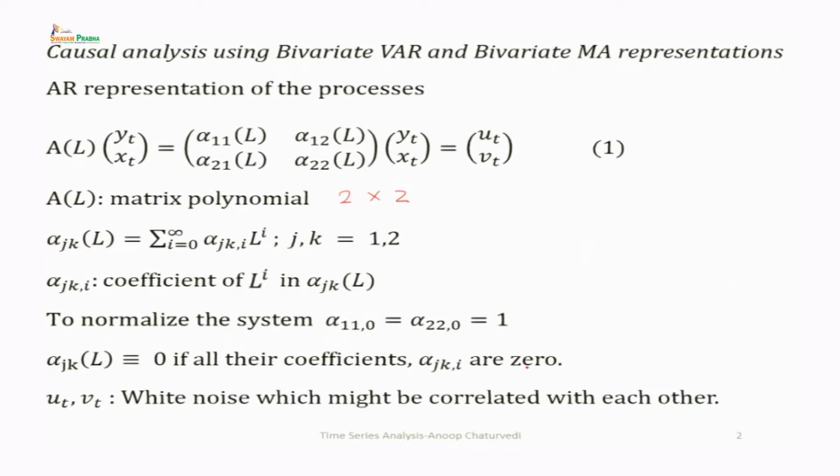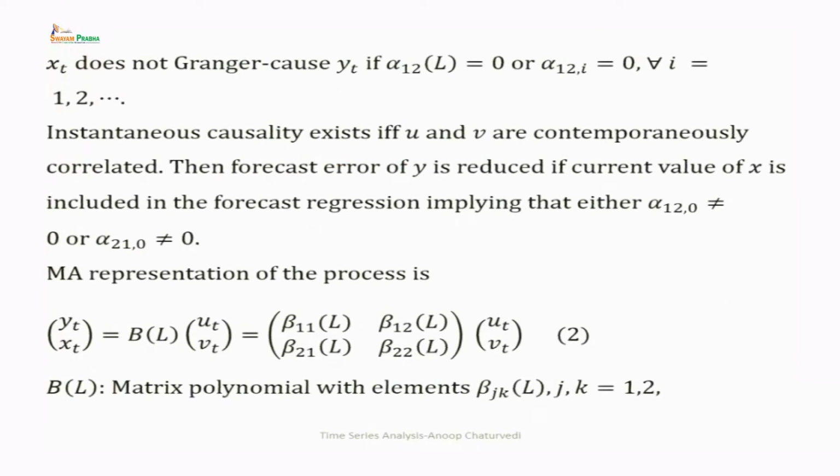U_t and V_t are white noise which might be correlated with each other. Now, X_t does not Granger cause Y_t if alpha_12(L) is equal to 0, or the corresponding coefficients alpha_12,i equal to 0 for all i equal to 1 and so on.